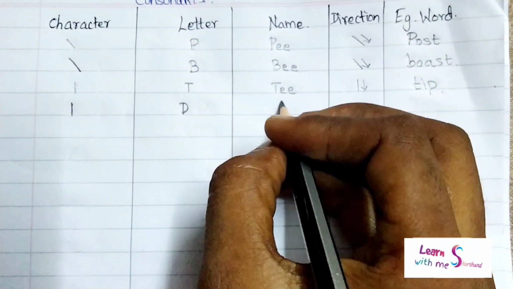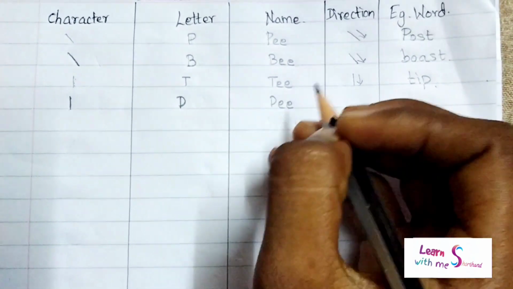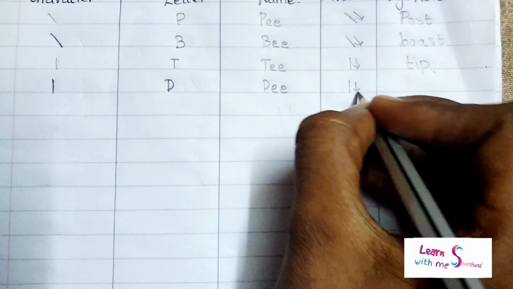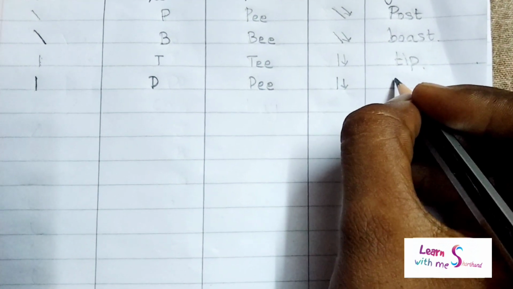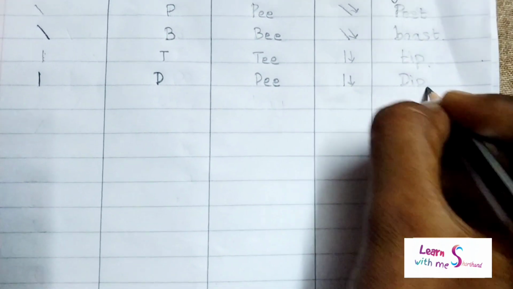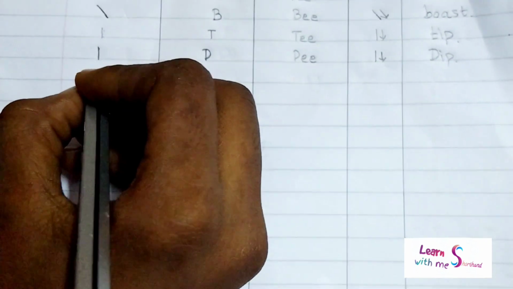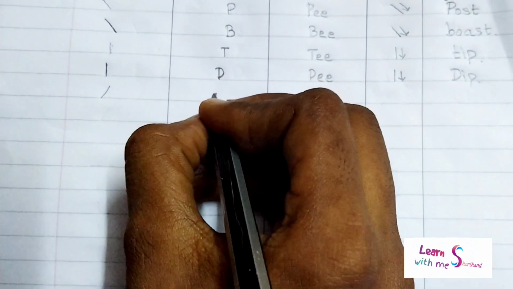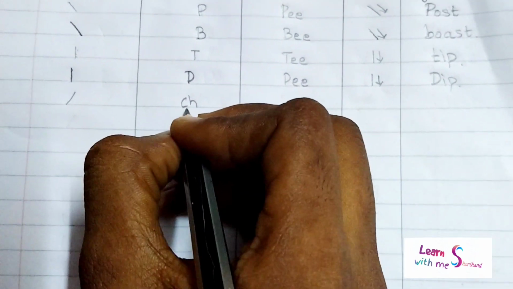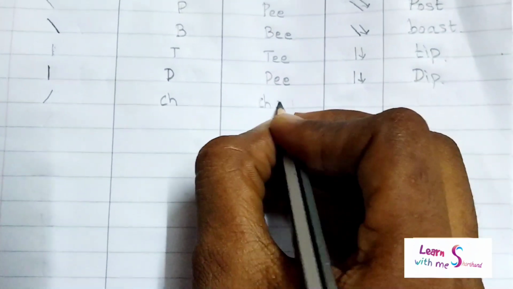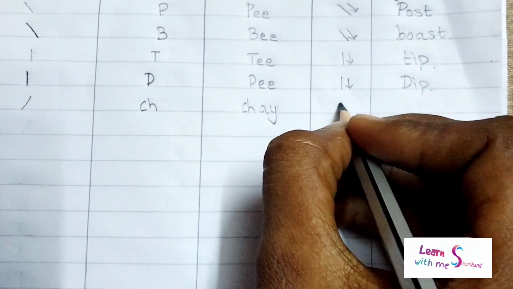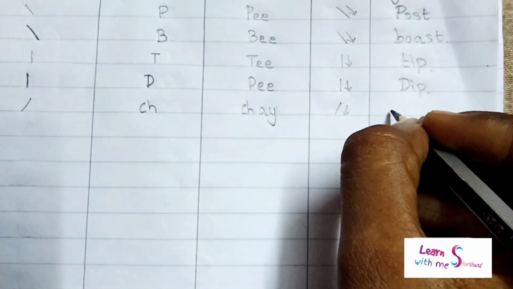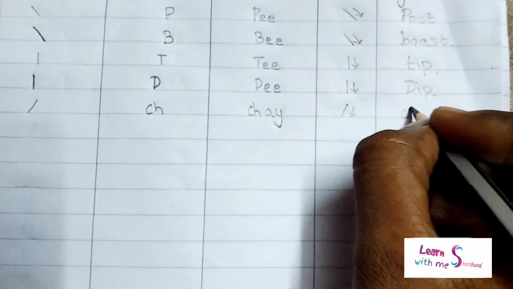The letter is D and the pronunciation is also D. Direction is same as T. The example word for D is dip. Next is che. Che is a lighter stroke. We will write it as ich, but we should pronounce it as che. The direction is right upward to left downward. Example word for che is chick.